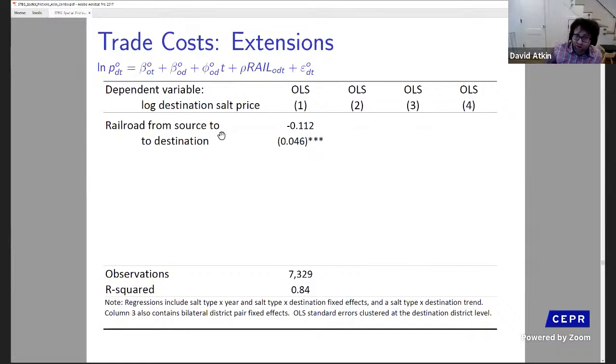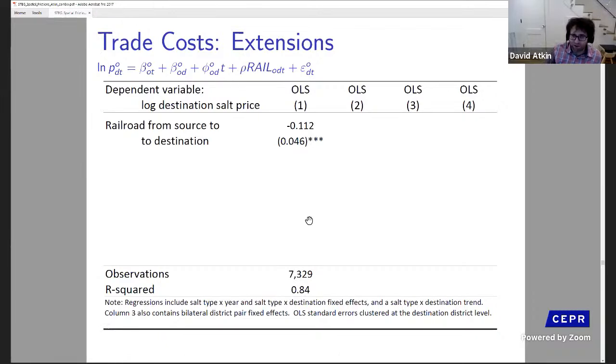We can also do more reduced form things, like see whether these price gaps decline when there's a railroad between the origin and the destination and a railroad gets built, and indeed they do. The salt price falls by around 11% when I connect these locations.